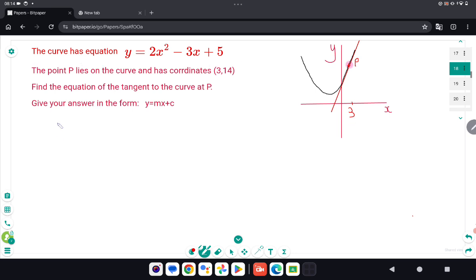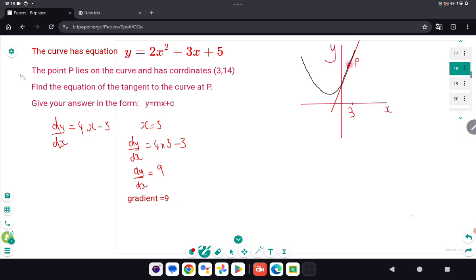So let's differentiate my curve. dy/dx equals 4x minus 3. We need to find the gradient when x is equal to 3. So the gradient is 9. I'll just write that down. Gradient is equal to 9.